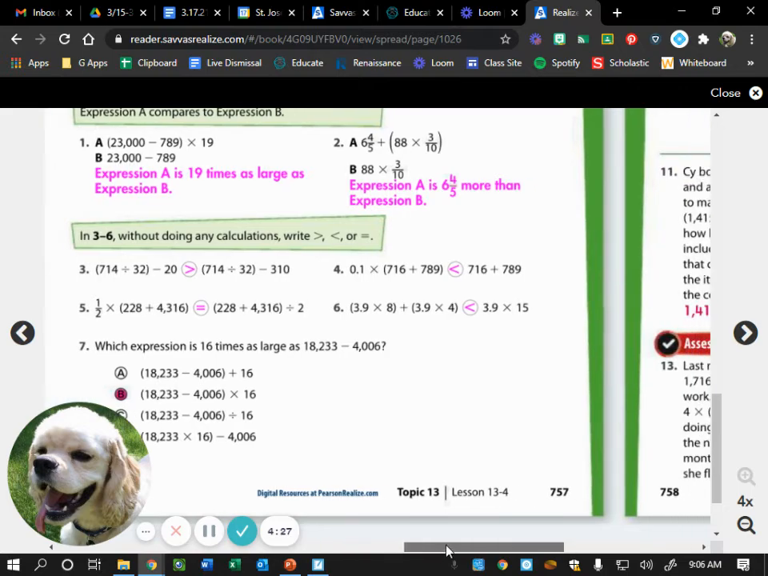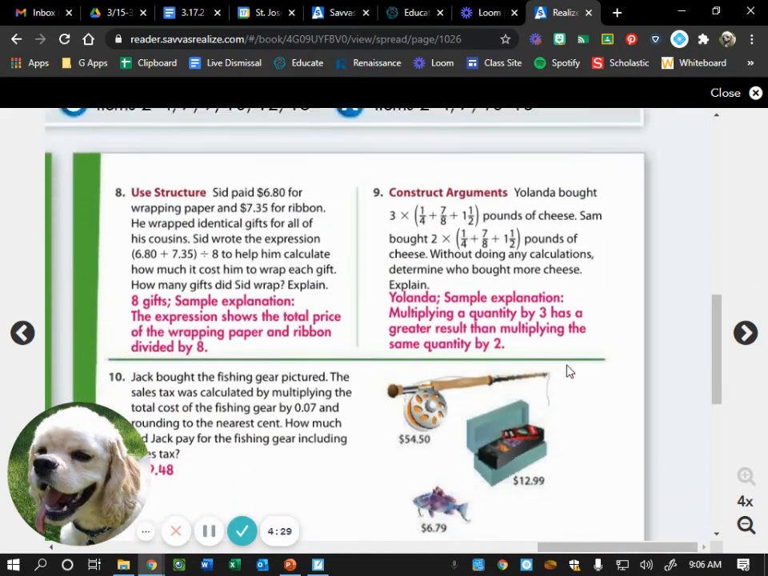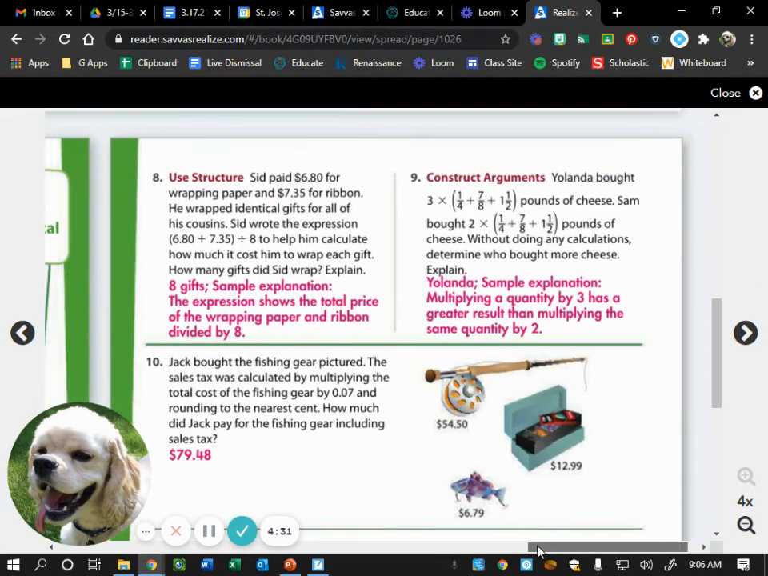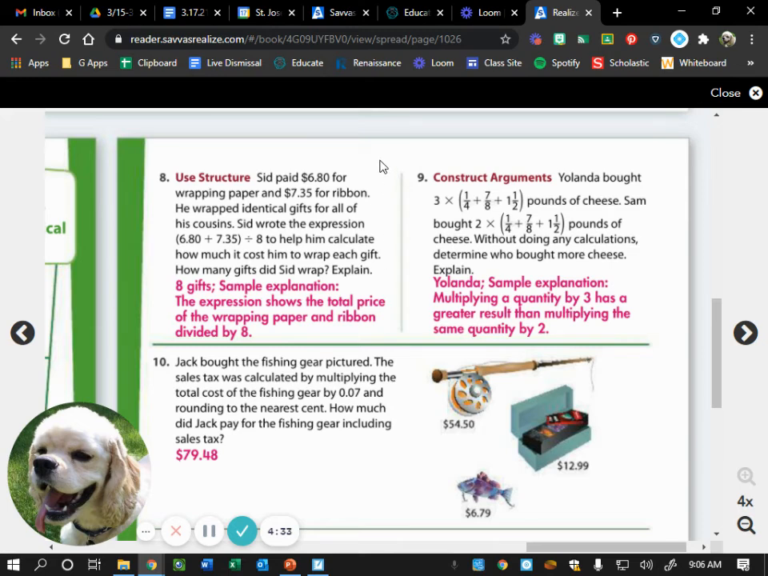All right, so then 758, we had number 8 and number 12. So number 8, Sid paid $6.80 for wrapping paper and $7.35 for ribbon.